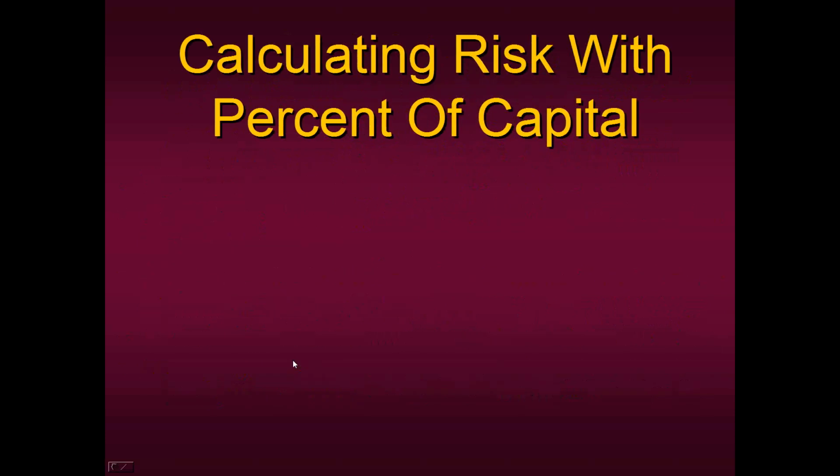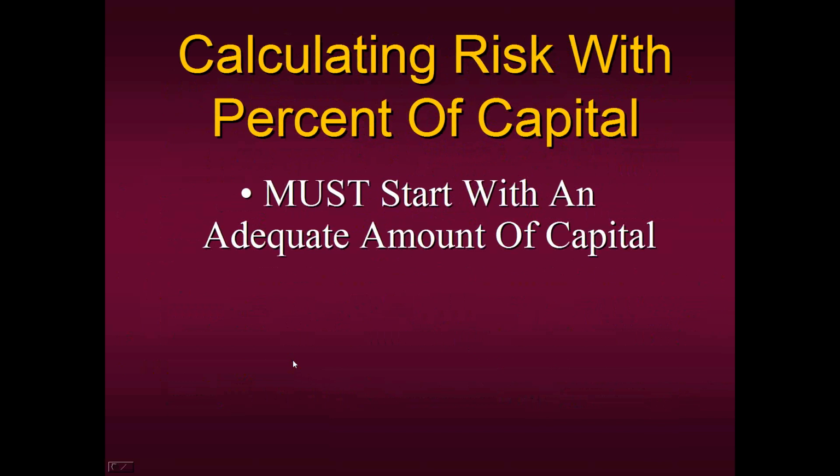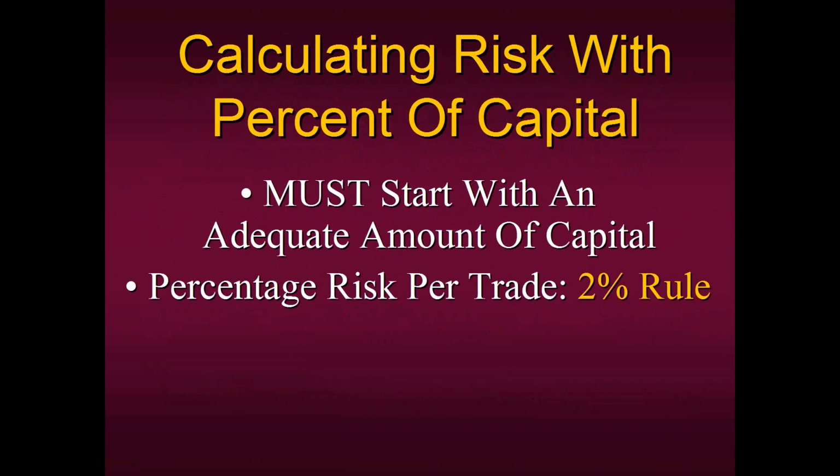Okay, so here's calculating risk with percent of capital first. So the first rule is you must start with an adequate amount of capital. Remember, we said, and we're not a broker, and we're not going to tell you how much capital you should have. But if we're just going to suggest it, we're going to suggest anywhere from 5 to 25,000. Okay, so if you have less than 5,000, I don't, in my opinion, which is just a suggestion, feel that's enough to really start seeing any results with.